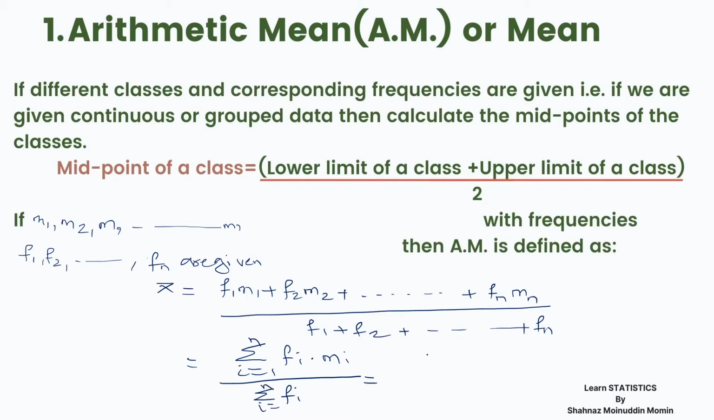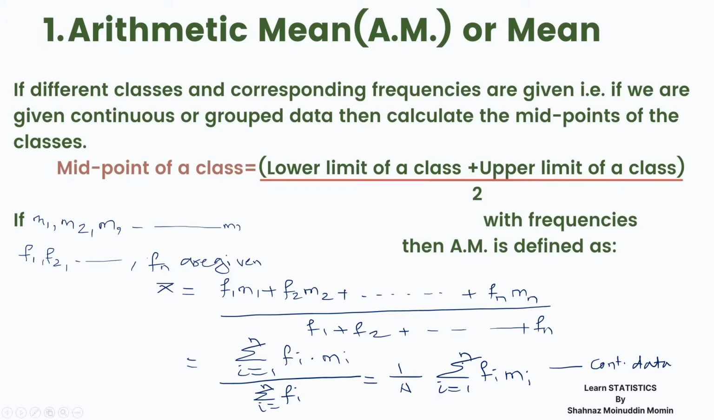This can be written as 1 upon N summation i equal to 1 to n fi mi. This is the formula for arithmetic mean for continuous data. The arithmetic mean formula differs as the data differs; for individual data there is a different formula. For discrete and continuous data the formula changes.